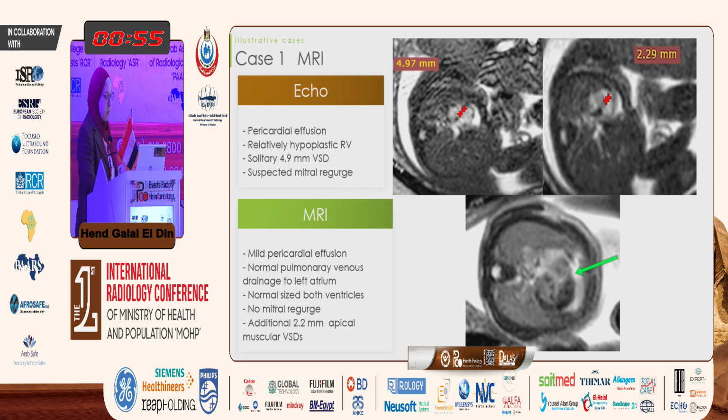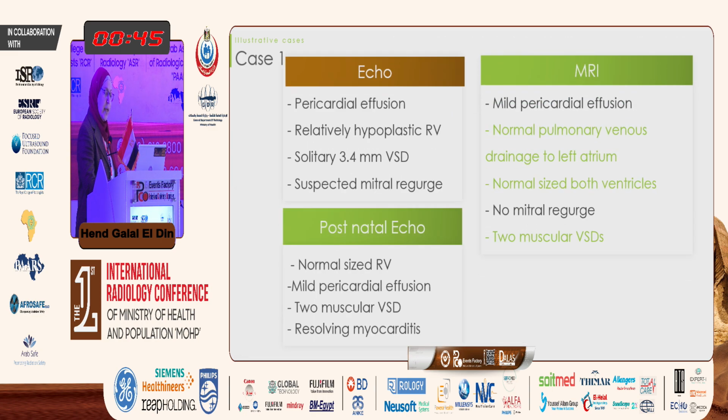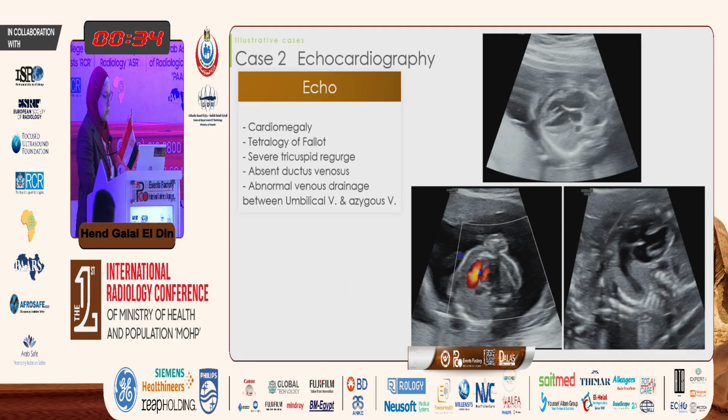It showed the similar mild pericardial effusion, normal pulmonary venous drainage to the left atrium, and an additional apical muscular VSD. In comparison with the postnatal echo, it confirmed the normal size right ventricle, mild pericardial effusion, and 2 muscular VSDs, which was called a case of resolving myocarditis.